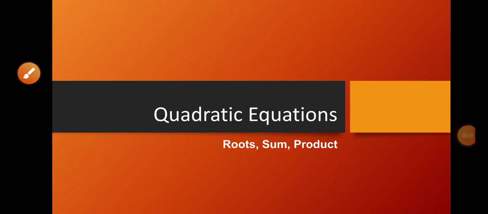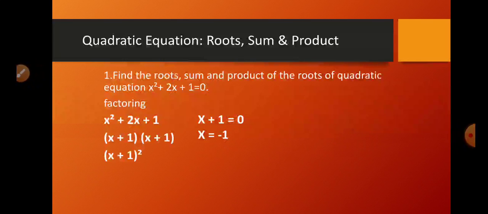Hello everyone! Our topic is on quadratic equations. We have to find the roots, sum and product of the roots. Okay, let's take some examples.